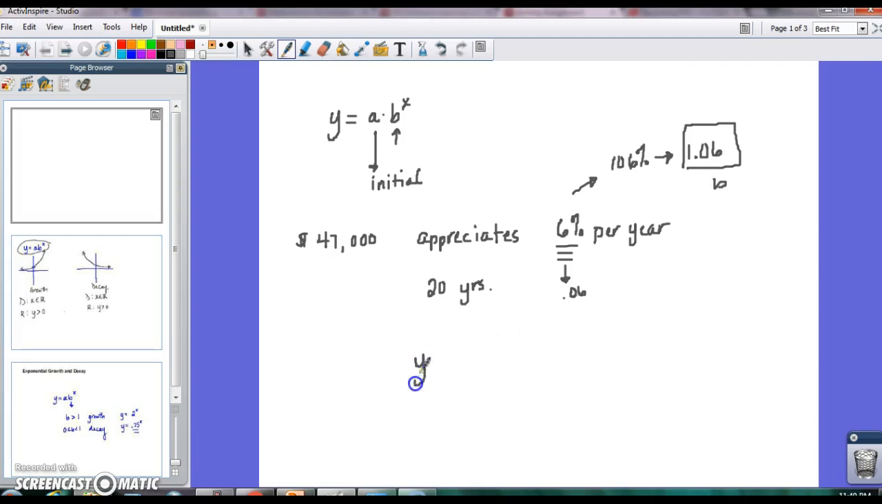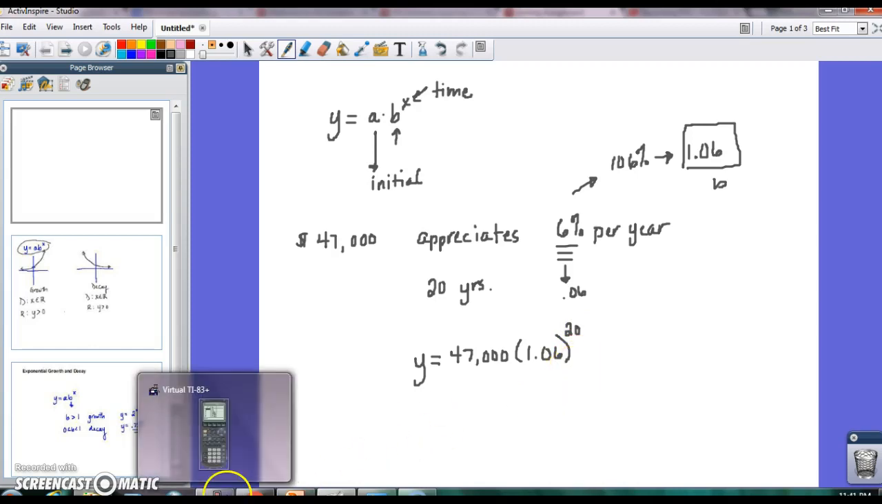So if I were to put this into my equation, 47,000 is my starting amount. My B value is 1.06. X in all of these problems represents time. And so I want to know what my house is going to be worth in 20 years. So I'm going to put 20 in there.